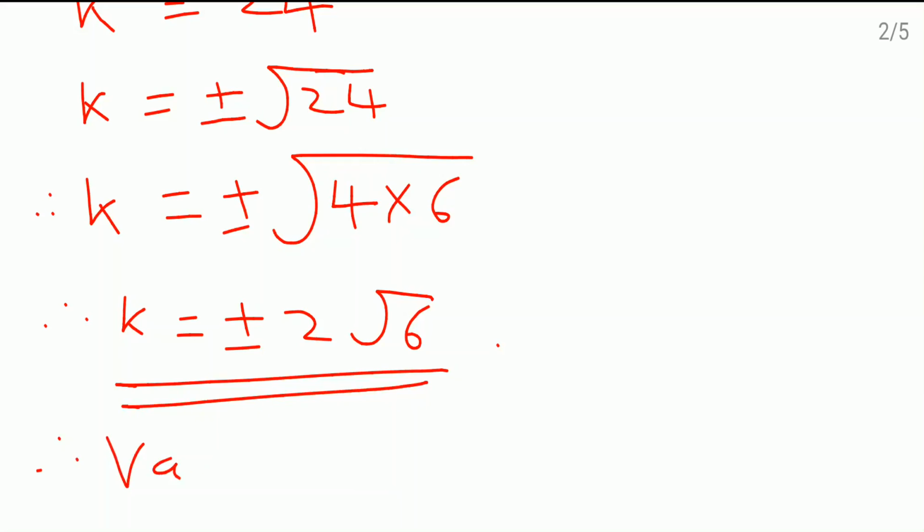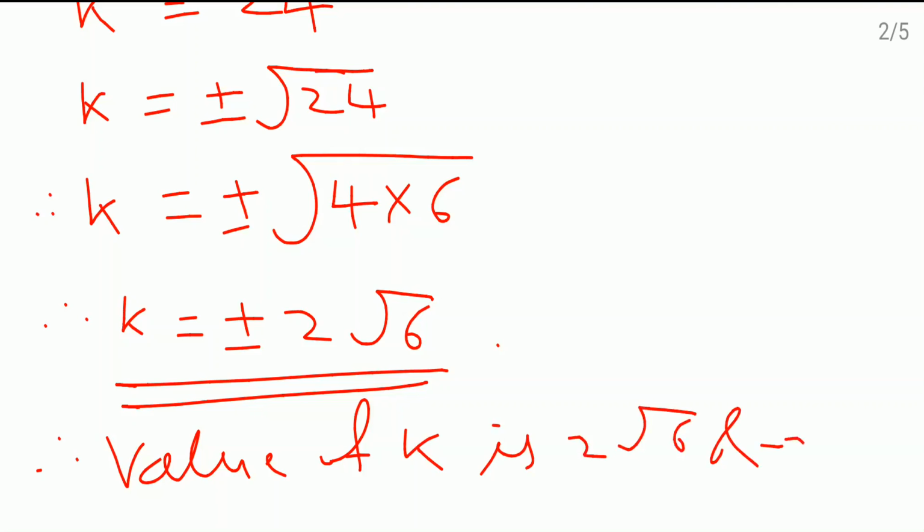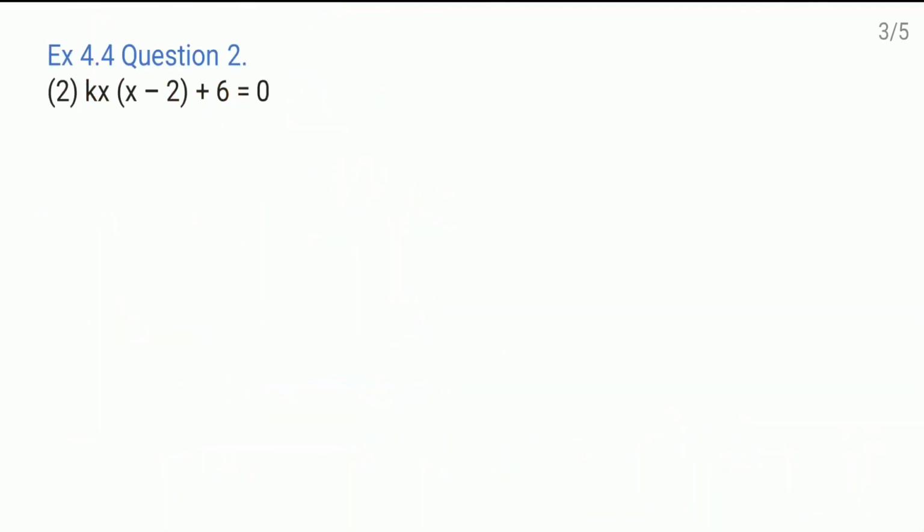Therefore the value of k is 2 root 6 and minus 2 root 6. These two values. Let us see the other one. Here the second one. Now this equation we need to write down in the standard format first. So we'll multiply this bracket with kx. So it will become kx square minus 2kx plus 6, which is equal to 0.